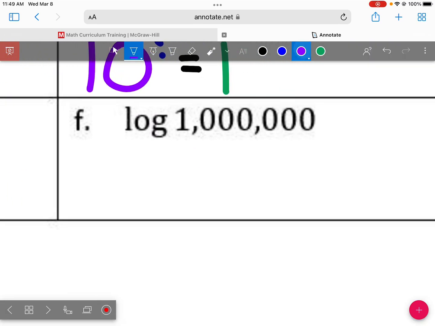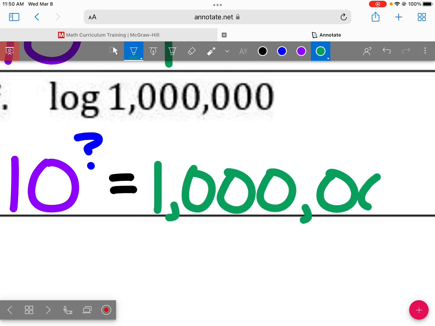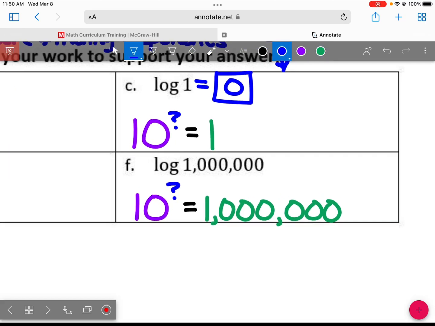And very last one. What is the base on part F? 10. Logs find exponents, so we're looking for the exponent. 10 to what power gives me 1,000,000? Does anybody know their trick for powers of 10? You count the zeros. How many zeros do we have? 6. This would be 10 to the 6th power.